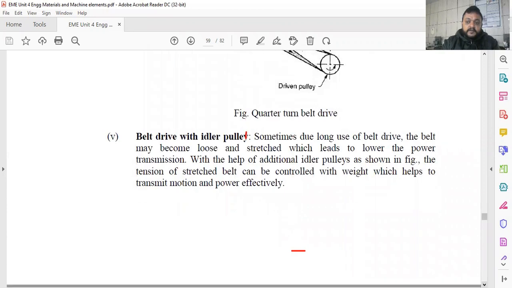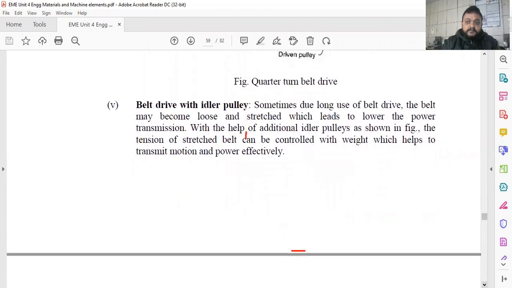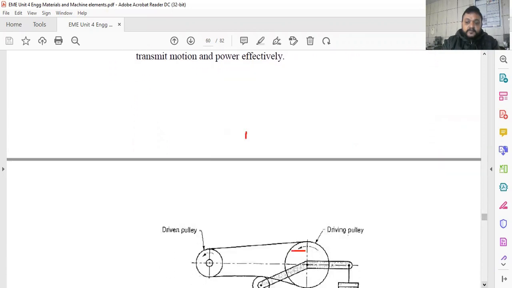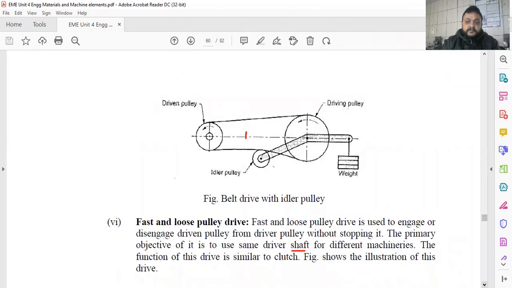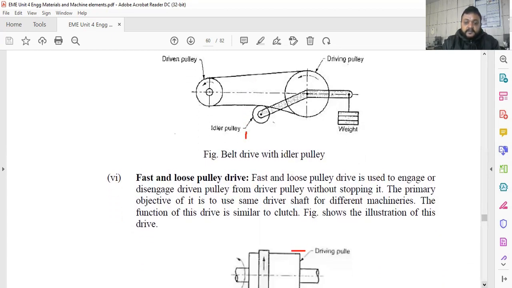Also, we have to use the belt drive by means of the idle pulley. So idle pulley normally used like this, and normally it is used on the slack side of the belt, where there is a chance of the slack, and due to slack, the strength of the belt is to be affected. Okay, so to provide such kind of slacking, we have to use the idler pulley simply to provide the support over the belt.